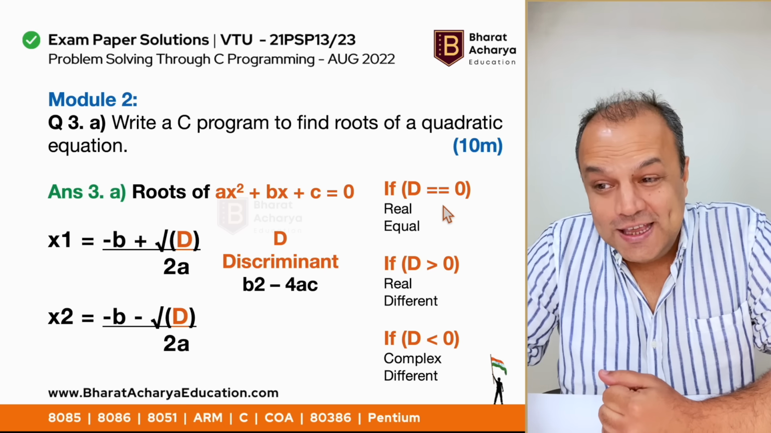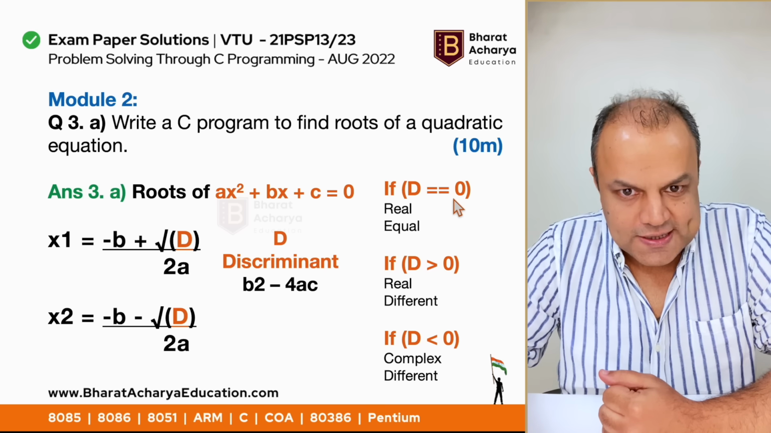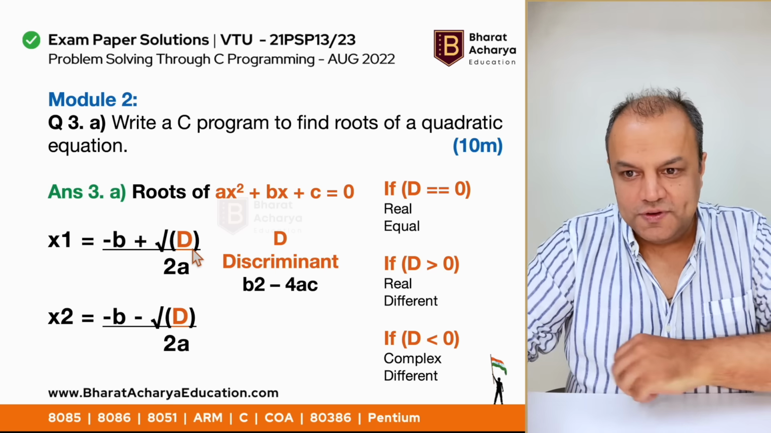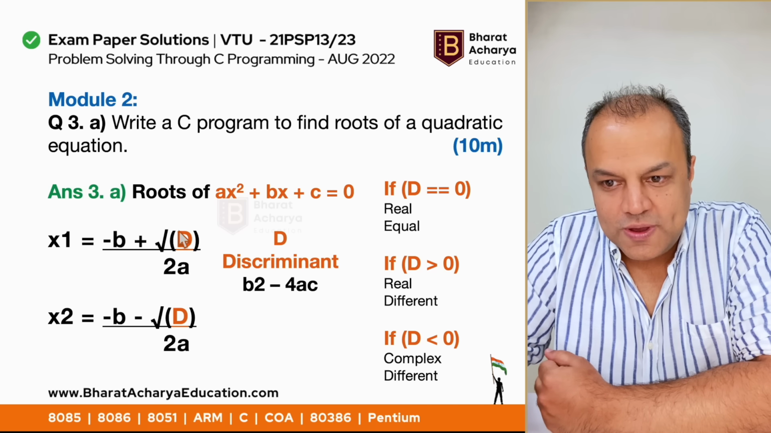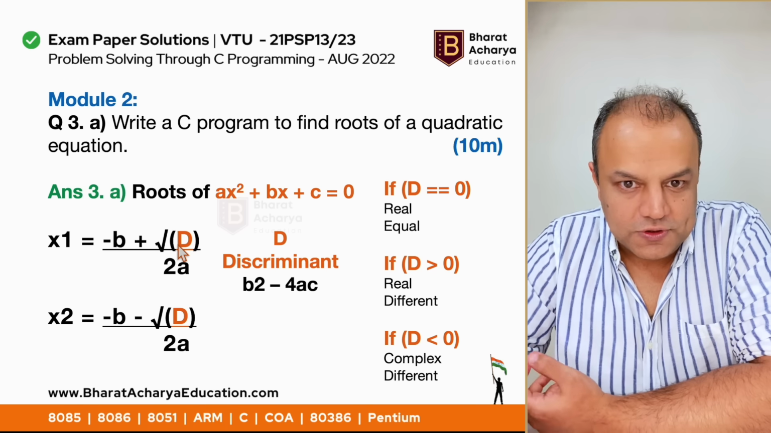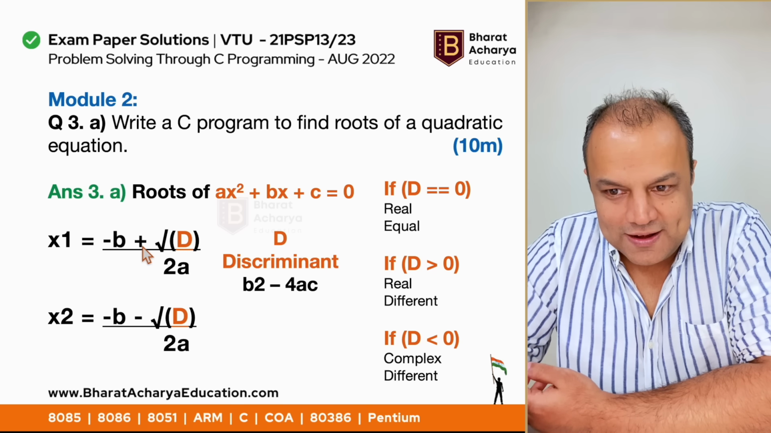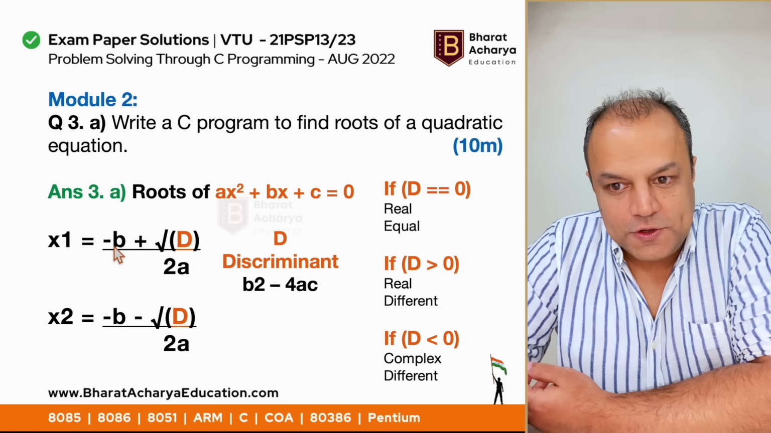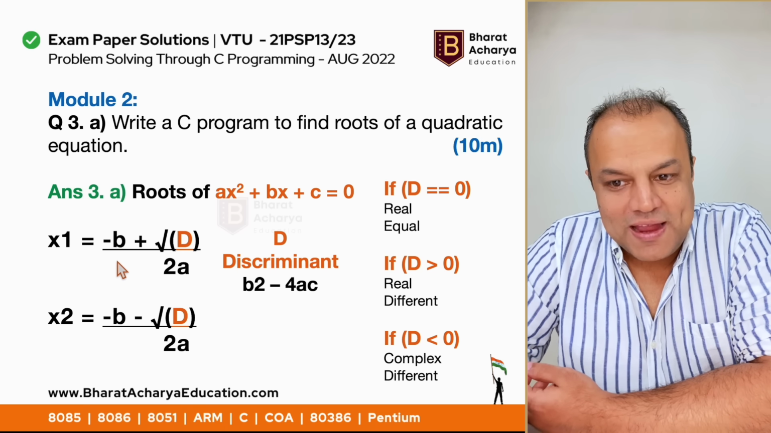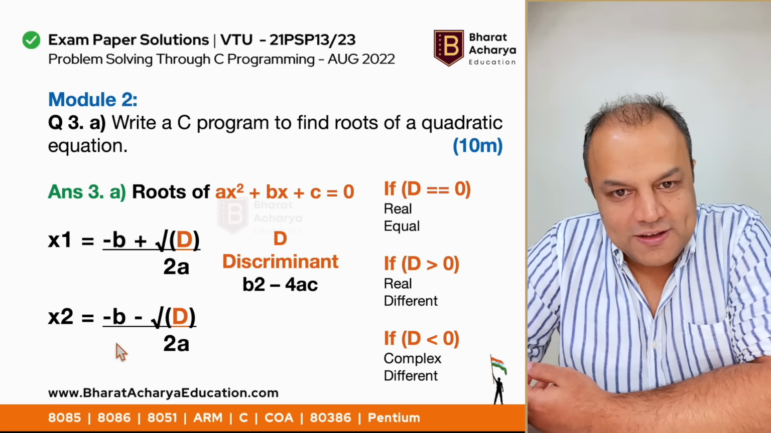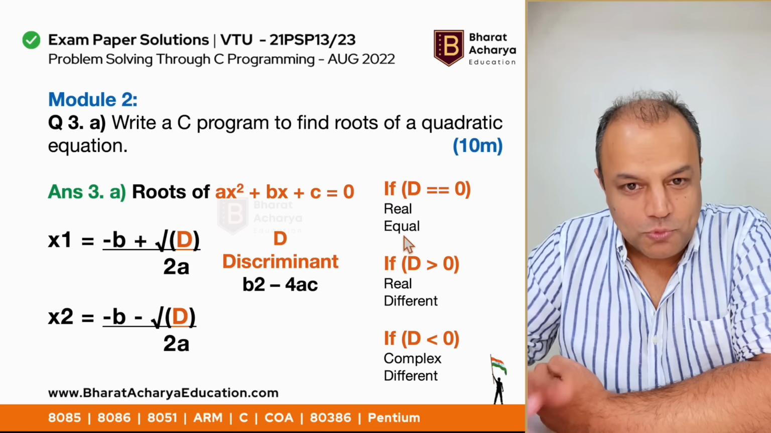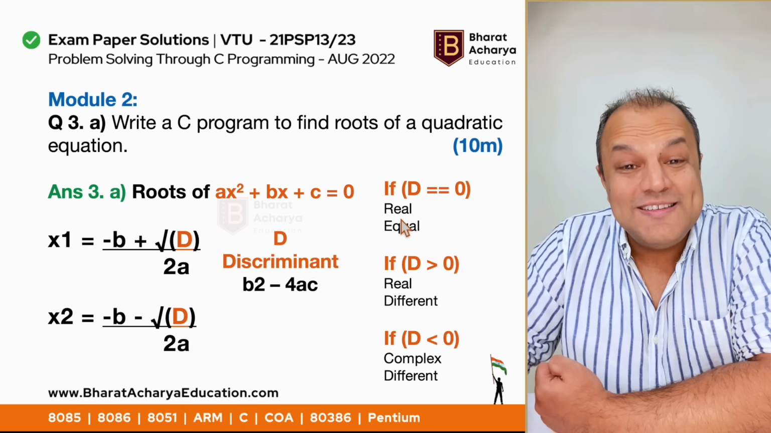If D is equal to 0, this is how you write the expression in C, you know that, right? So if D is equal to 0, what happens? The square root of D doesn't matter because it's 0. That means there's no question of adding this or subtracting this when this itself is 0. That means this is simply minus b upon 2a, and this is also minus b upon 2a, which means there is only one root. Both the roots are equal, so there is only one root and it's a real root.